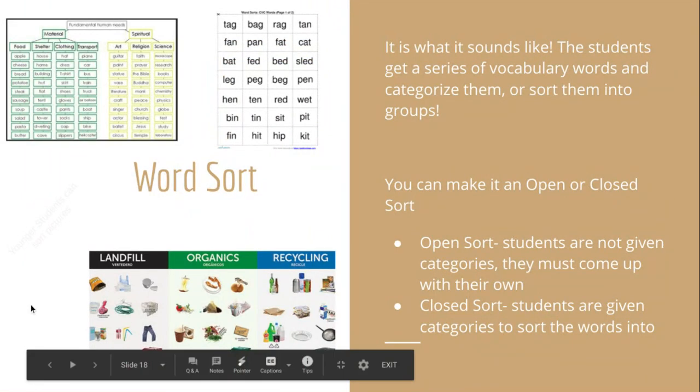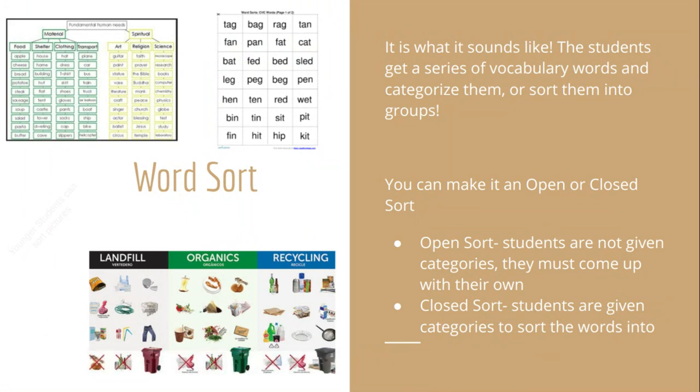The next strategy I want to talk about is word sorts. So word sorts are exactly what they sound like. Students get a set of vocabulary words, and then they need to categorize them or sort them into groups. So on the top left, you can see there's a picture up there. That might be a closed sort. So students would be given those top categories that they need to sort the words into, but then all the words are shuffled up and they need to figure out where they go.